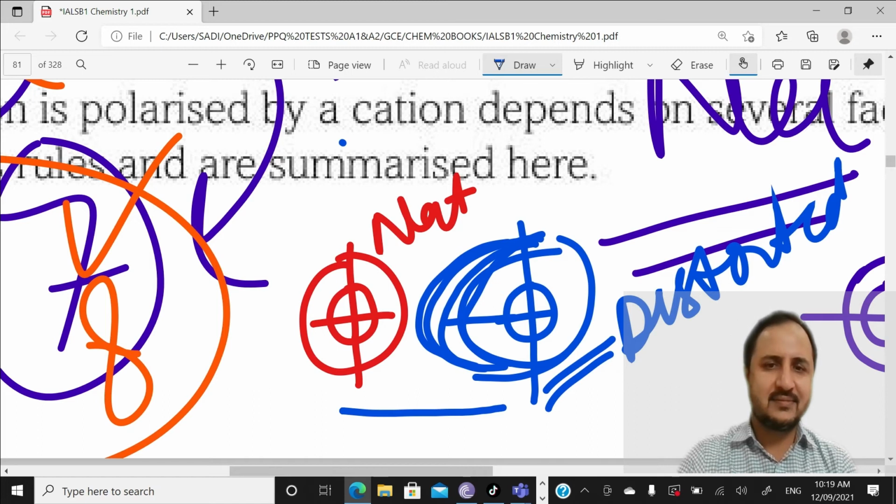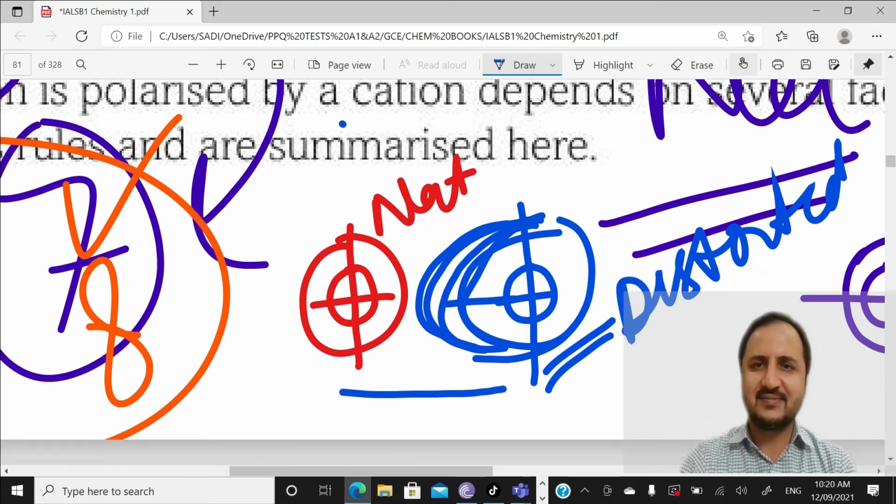Every element is given a certain value depending upon the attraction towards the shared pair of electrons. That value is called the electronegativity value. Every element has an electronegativity value, depending on the force of attraction towards the shared pair of electrons. An arbitrary value of 4 is given to fluorine because fluorine has the maximum force of attraction towards the shared pair of electrons. And then the comparison is made with other elements.